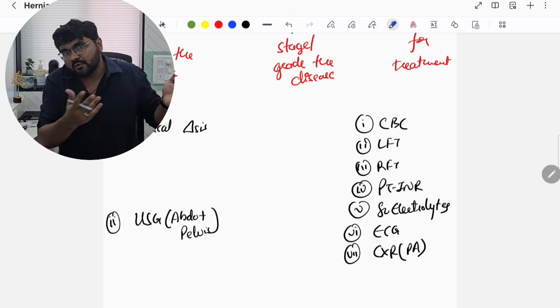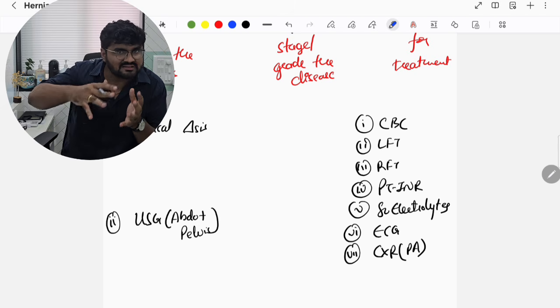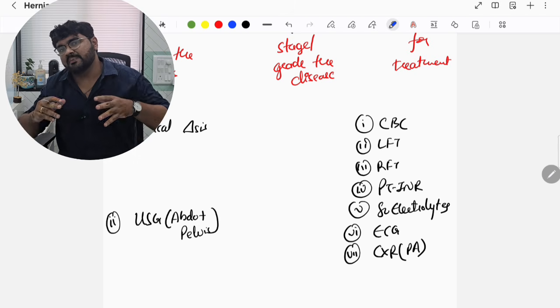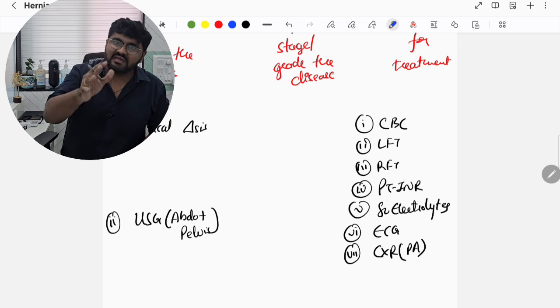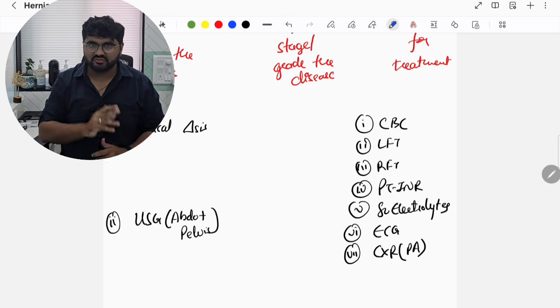You might have to do an open inguinal hernia surgery. So all these investigations, though they will help in treating the patient, it is important to do them at the onset. Why? Because the line of management or line of treatment will change.